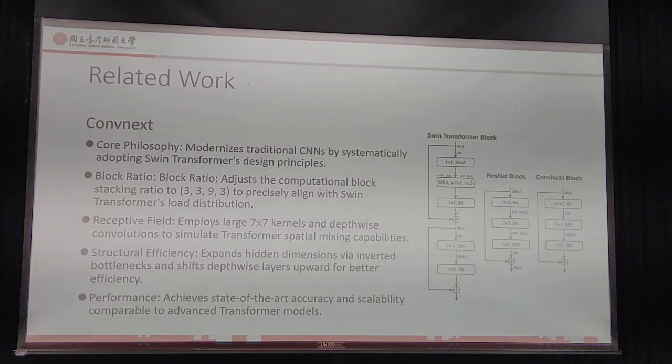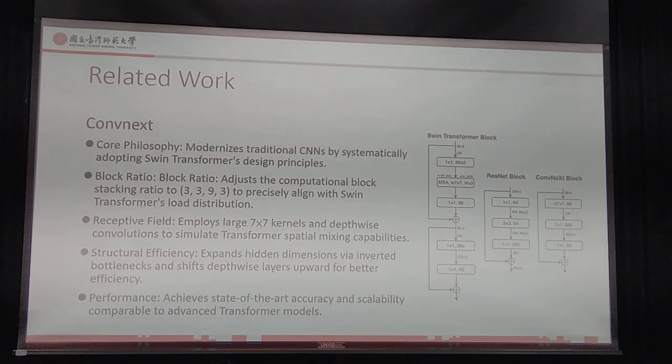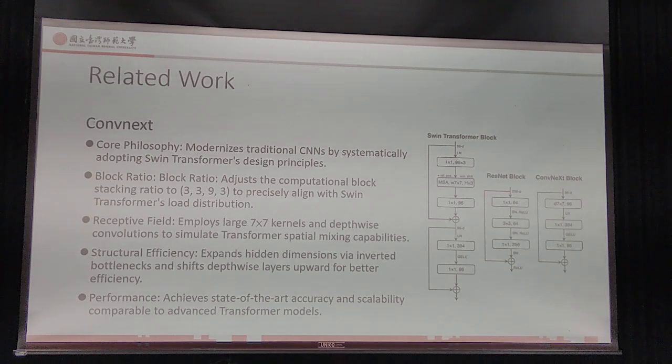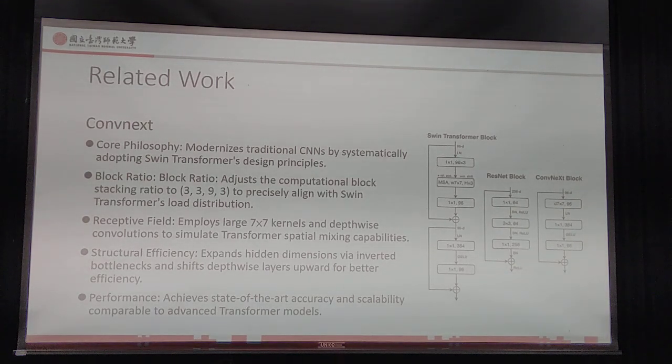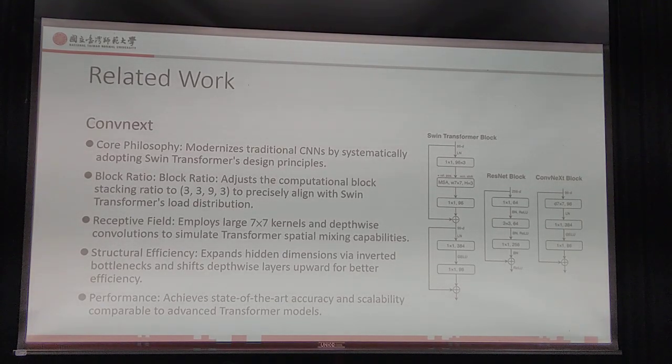It also incorporates an inverted bottleneck designed to expand hidden layer dimensions and moves the depthwise convolution layer upward, similar to the transformer's layout. These changes enhance feature extraction while reducing computational complexity. These optimizations allow ConvNeXt to achieve accuracy and scalability comparable to a leading transformer model.